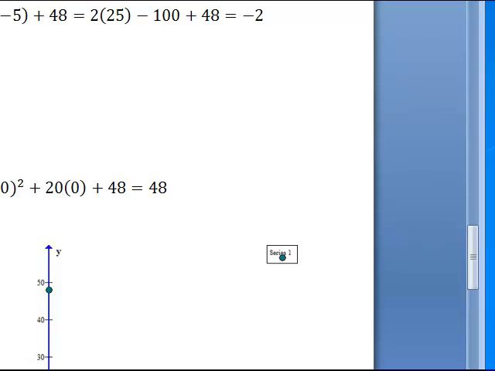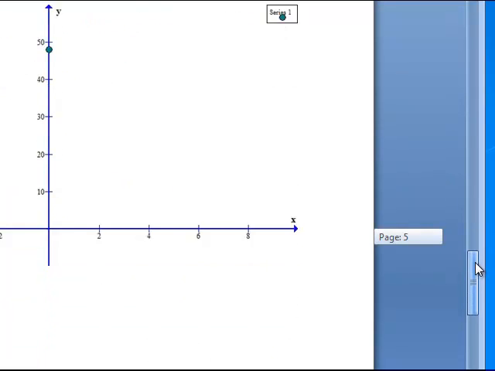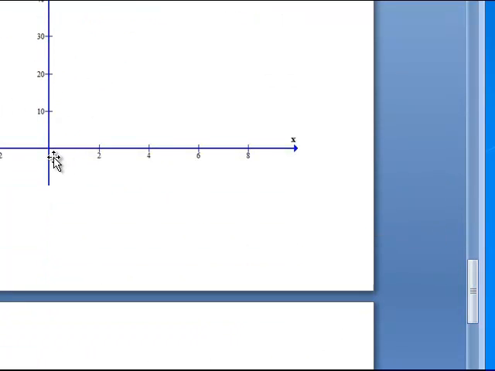Step 2 is the y-intercept. For your y-intercept, you plug 0 in for x. And when we plug 0 in for x, we get 0, 48. So here are my first 2 points. I have the point negative 5, negative 2, and 0, 48. Here are my first 2 points on my graph.